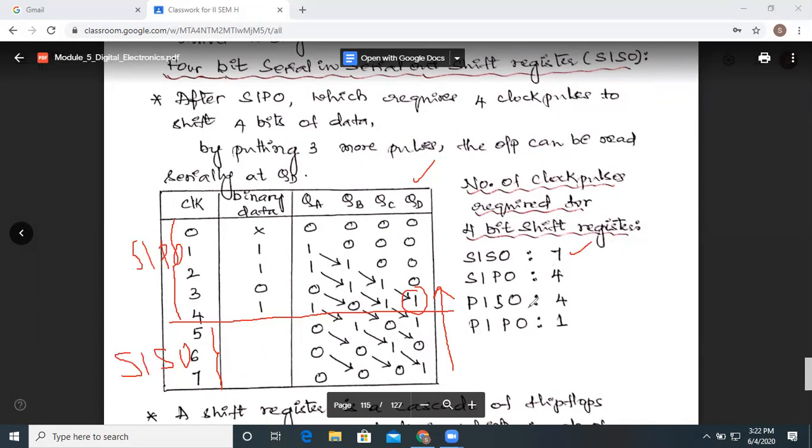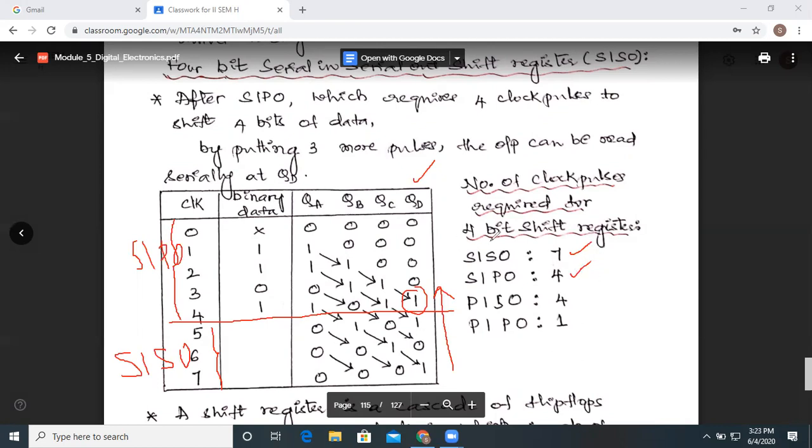Okay, so we have seen the serial in, parallel out. That is the first one that we discussed. So serial in, parallel out requires 4 clock pulses. This is particularly for a 4-bit shift register. If you are taking more bits in the shift register, then you have to count accordingly. Here it is a 4-bit shift register. So in order to perform serial in, parallel out, we require 4 clock pulses.